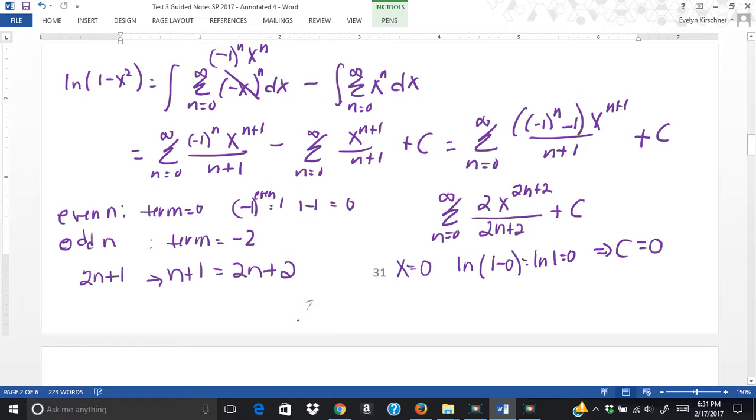So I really have the natural log of 1 minus x squared equals the sum n equals 0 to infinity of 2x to the 2n plus 2 over 2n plus 2. And I am done.